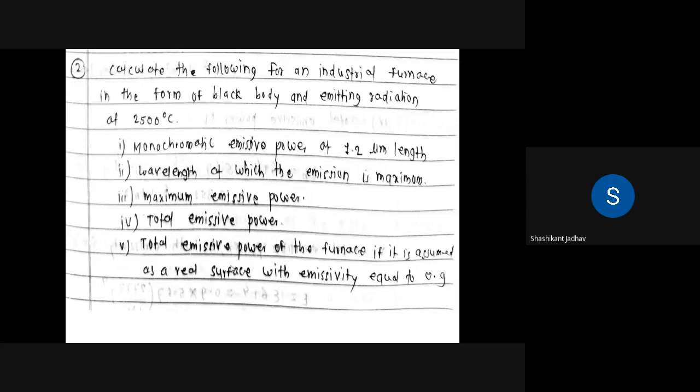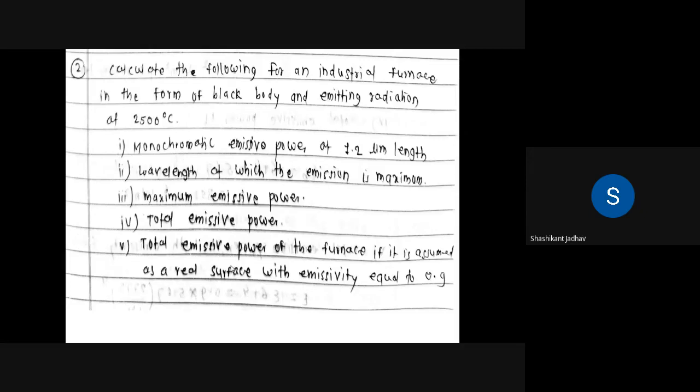Then write down the second problem. Calculate the following for an industrial furnace in the form of black body and emitting radiation at 2500 degrees Celsius. Okay.